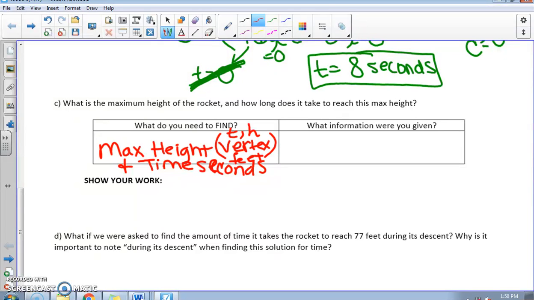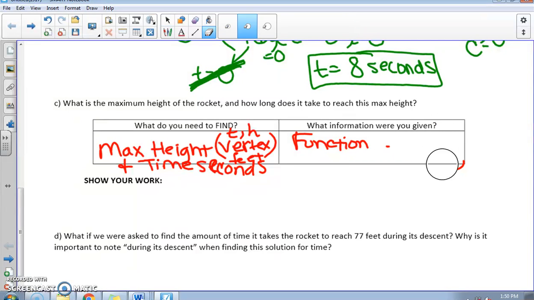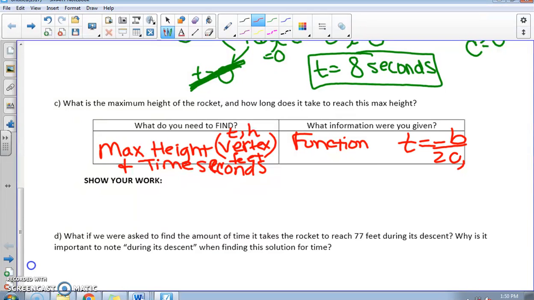Alright, we already know the equation itself, so we just have the function as our given information to use so that we can apply the formula for a vertex. Sorry, I'm going to go ahead and erase that. I know that I can use the formula opposite of b over 2a to find the time, and then I'll need to plug it in to find the height given that time.